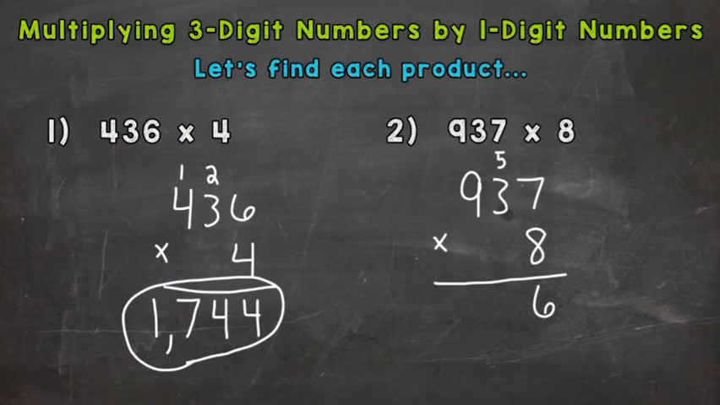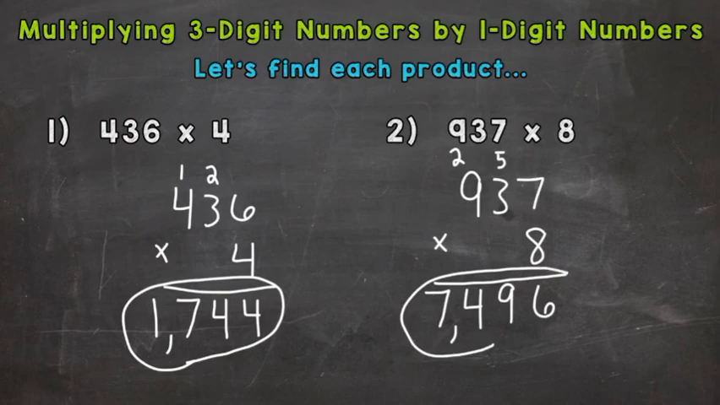Now we do 8 times 30, or we can just think of it as 8 times 3 plus that 5. So 8 times 3 is 24, plus that 5 is 29. Carry our 2, and we have 8 times 900, or just think of it as 8 times 9 plus 2. So 8 times 9 is 72, plus 2 gives us 74. And we can just write our 7 here because we don't have any more places, so just bring that 7 down. And we get 7,496.